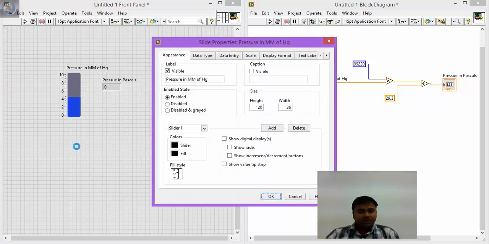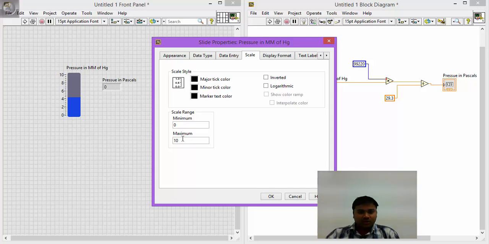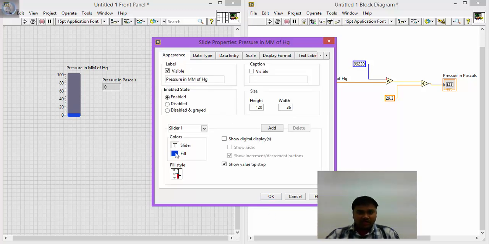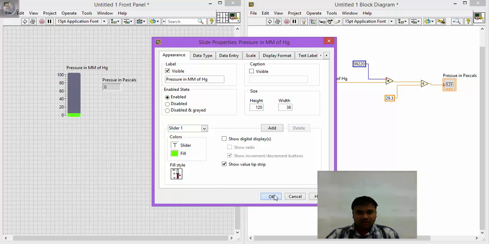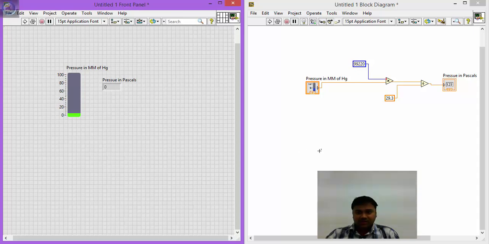After going to properties, you can change the scale as 0 to 100, that is up to you. And you can even change the color inside it by using different colors as you require. After this, you need to take the temperature input in degree centigrade to Kelvin. Again, the same formula we need to add.